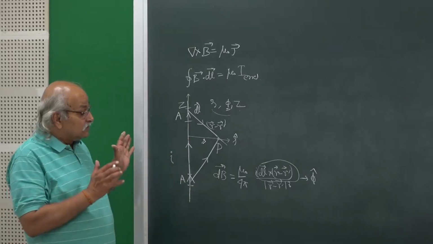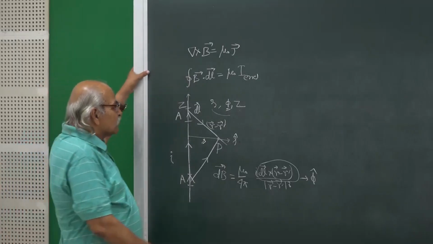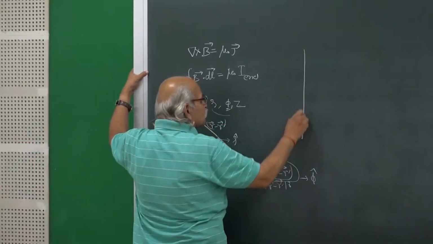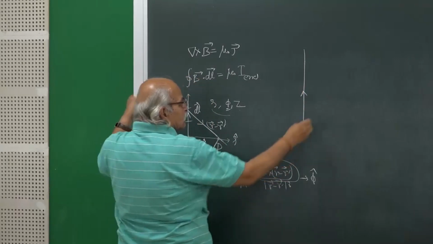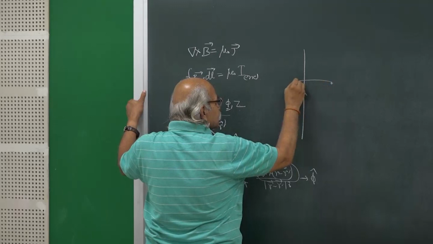So, this much preparation was needed before coming to this. Now to get the magnitude of this B, what we can do is draw a circle.